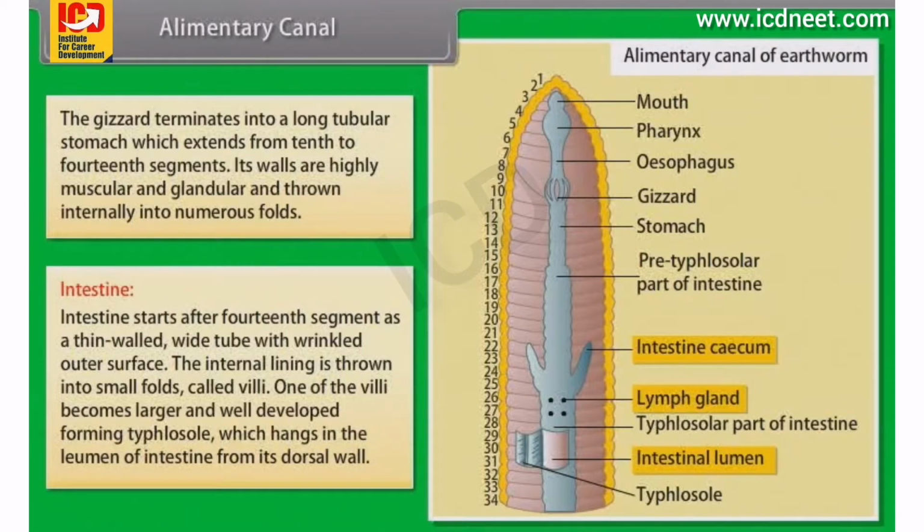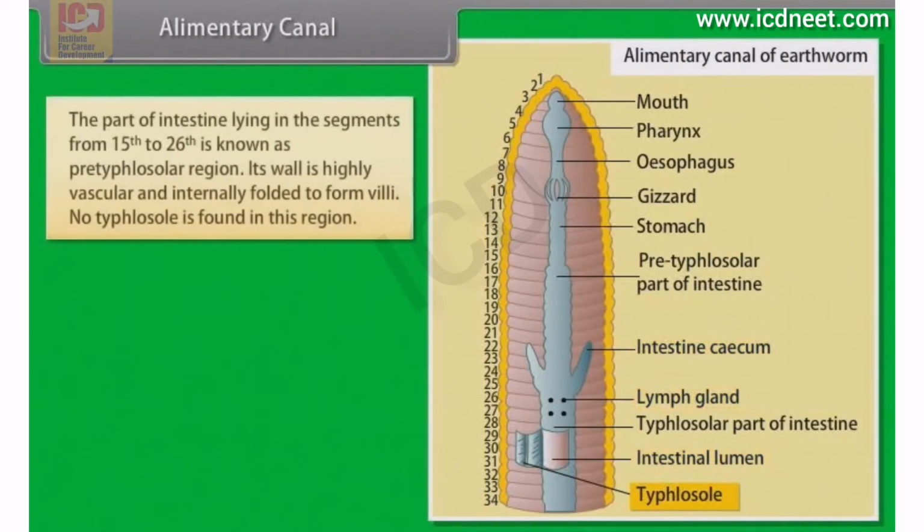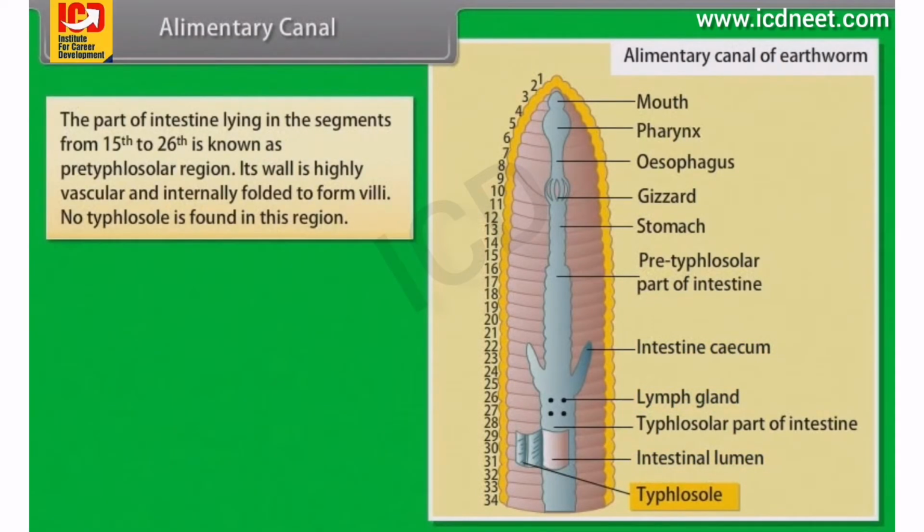Intestine. Intestine starts after 14th segment as a thin-walled white tube with wrinkled outer surface. The internal lining is thrown into small folds called villi. One of the villi becomes larger and well-developed, forming typhlosole, which hangs in the lumen of intestine from its dorsal wall. The part of intestine lying in the segments from 15th to 26th is known as pretyphlosolar region. Its wall is highly vascular and internally folded to form villi. No typhlosole is found in this region.